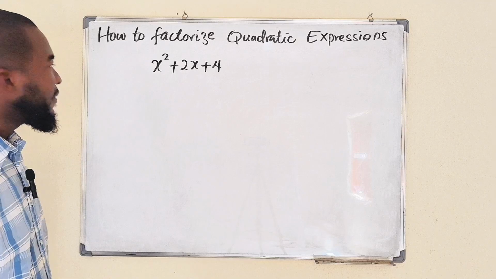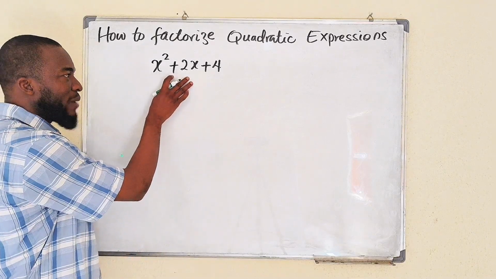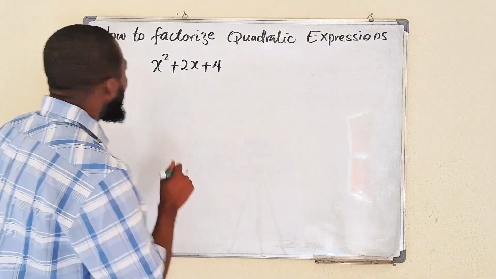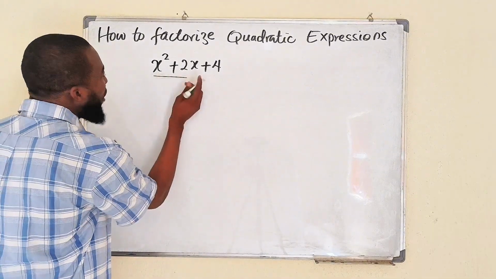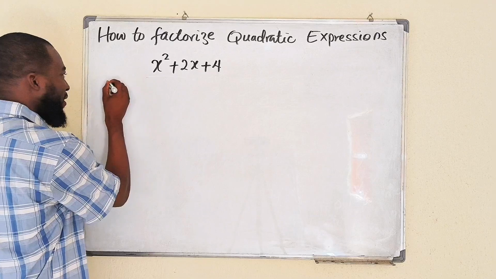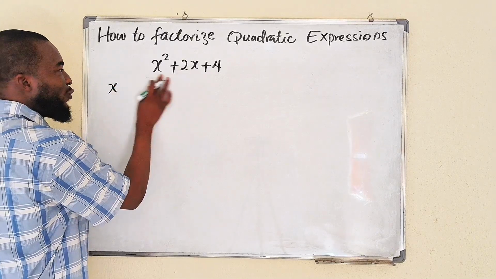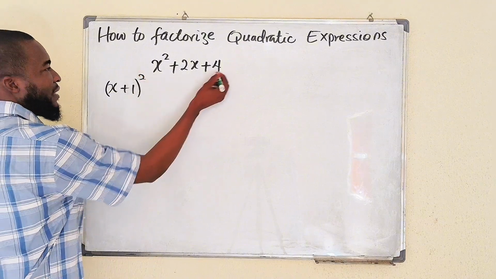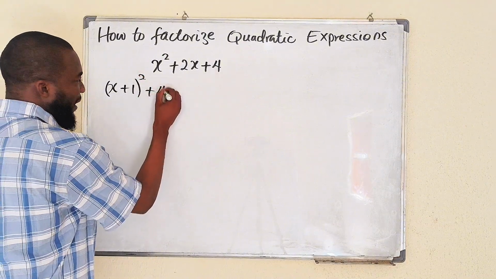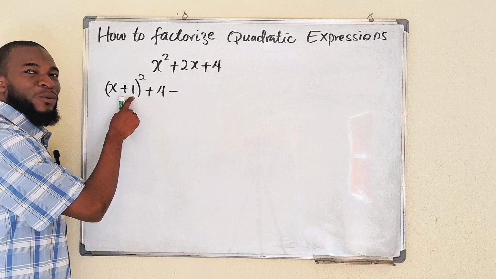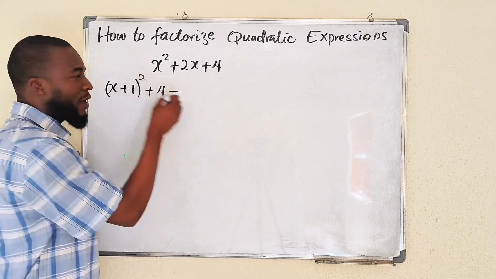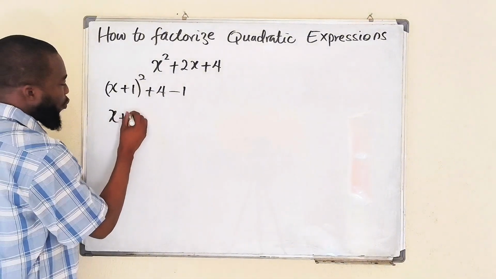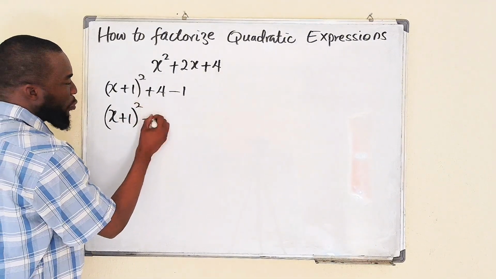All right, to factorize this, I'm going to consider the first two terms. The leading coefficient is 1. So to make this a perfect square, I'm going to take x, then half of 2 is 1. Then I'm going to square the whole of this, then repeat the other term, which is 4, then subtract 1 squared. This number, square that, it is going to become 1. So this is x plus 1 whole squared plus 3.